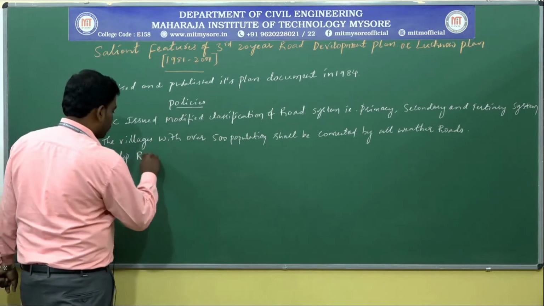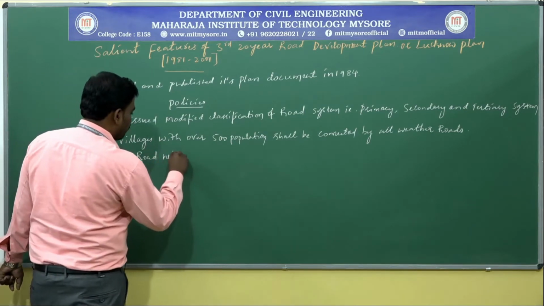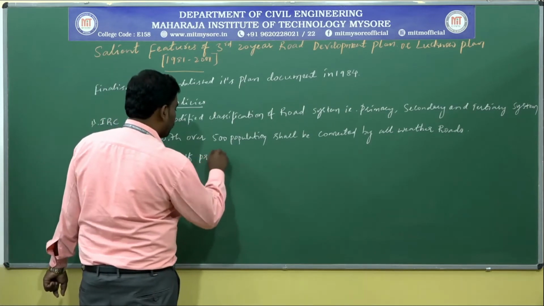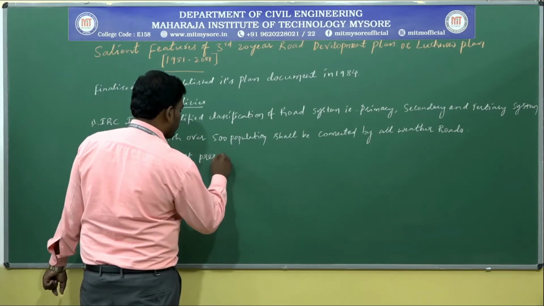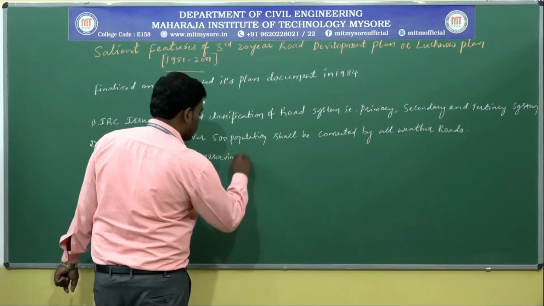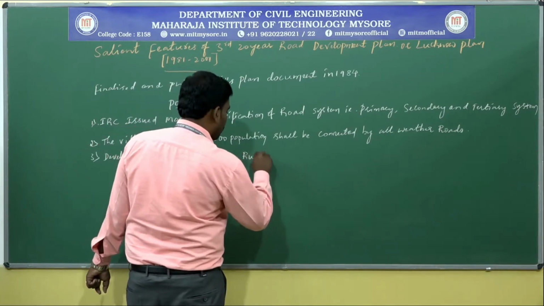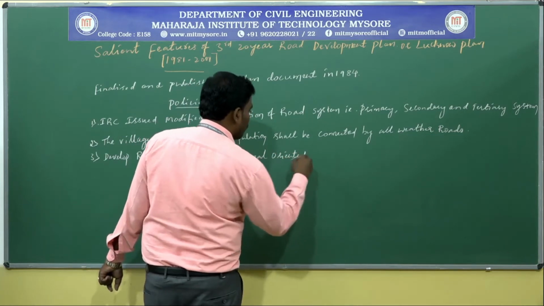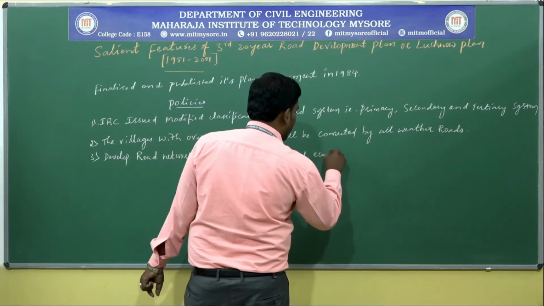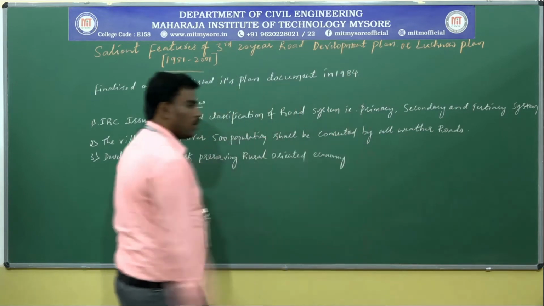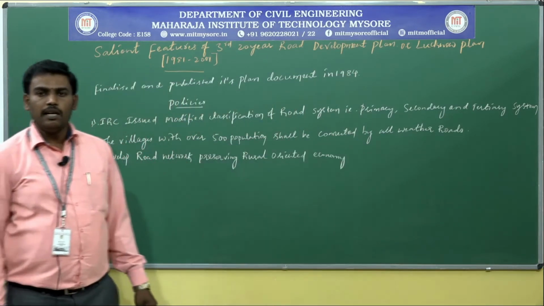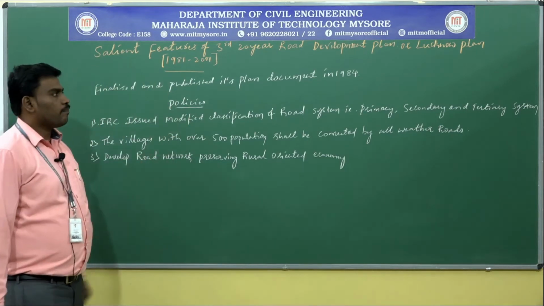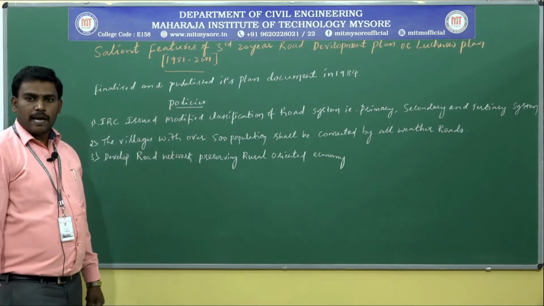Develop road network, preserving rural oriented economy, and also to develop the small towns with all essential facilities. That is the third policy in the third 20-year road development plan.